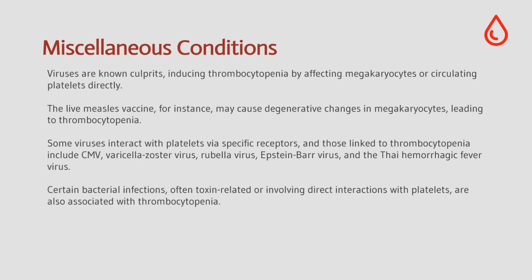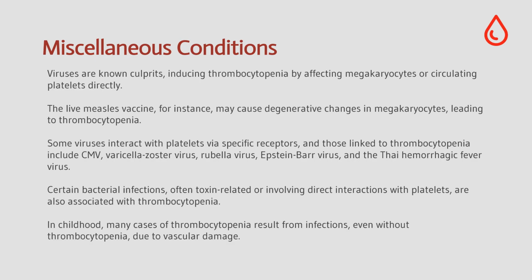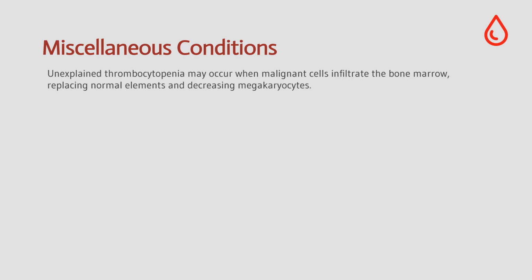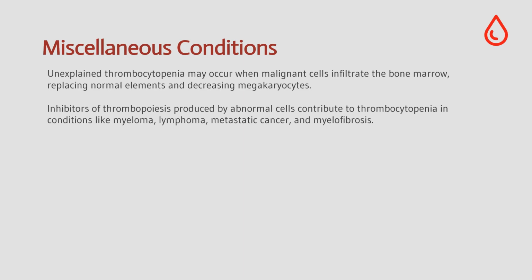Certain bacterial infections, often toxin-related or involving direct interactions with platelets, are also associated with thrombocytopenia. In childhood, many cases of thrombocytopenia result from infections, and bleeding can occur even without thrombocytopenia, due to vascular damage. Unexplained thrombocytopenia may occur when malignant cells infiltrate the bone marrow, replacing normal elements and decreasing megakaryocytes. Inhibitors of thrombopoiesis produced by abnormal cells contribute to thrombocytopenia in conditions like myeloma, lymphoma, metastatic cancer, and myelofibrosis.